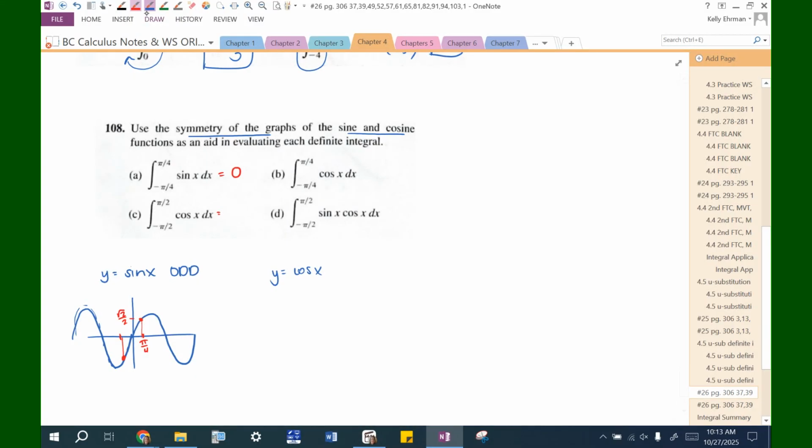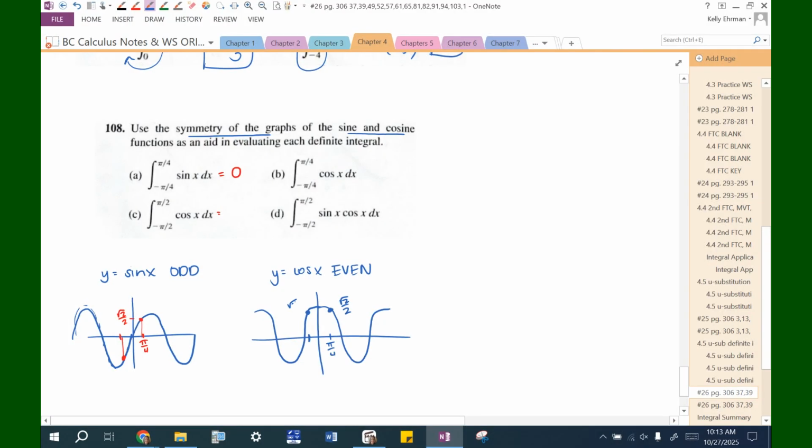What about the cosine function? The cosine function is an even function because it has y-axis symmetry. Cosine is the one that looks kind of like this, and then on this side, same thing. So when you're going from pi over 4, which is also at radical 2 over 2, it's the same at negative pi over 4. So the integral from 0 to pi over 4, if I double that, I would get the whole thing.